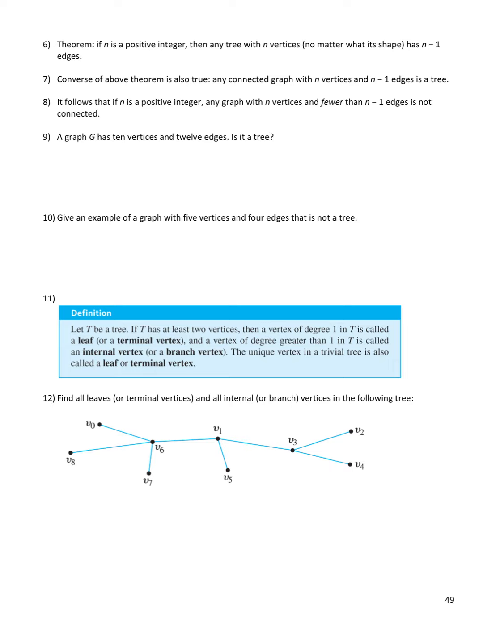So if a graph G has 10 vertices and 12 edges, is it a tree? Nope. A tree would have 9 edges.